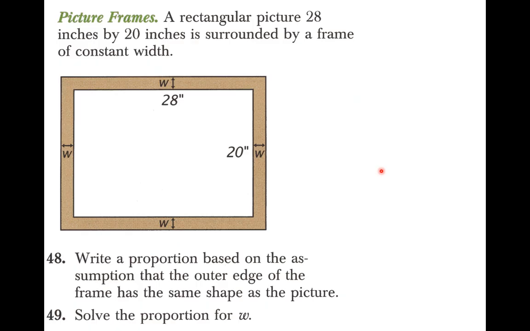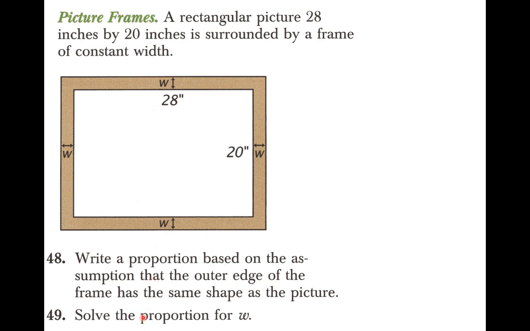Picture frame. Here's our next problem. So it's 28 by 20. It's labeled. Now let's see. That's actually the picture is 28 by 20. And they've got a frame around it. And that frame is constant. It's a certain length. I wish they'd given us a number, would have made it easier, but we write a proportion based on the assumption that the outer edge of the frame has the same shape as the picture. Well, that's another way of saying that the whole frame is similar to the actual picture inside of it. So keep that in mind.